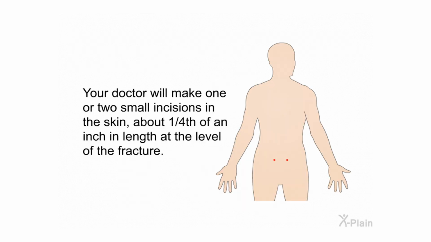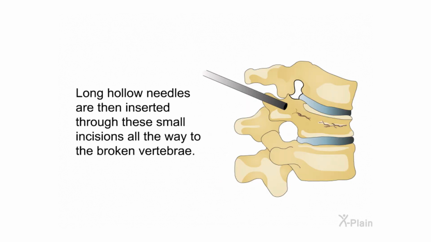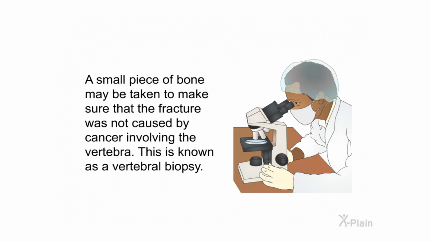Your doctor will make 1 or 2 small incisions in the skin, about 1/4 of an inch in length at the level of the fracture. Long, hollow needles are then inserted through these small incisions all the way to the broken vertebrae. A small piece of bone may be taken to make sure that the fracture was not caused by cancer involving the vertebra. This is known as vertebral biopsy.